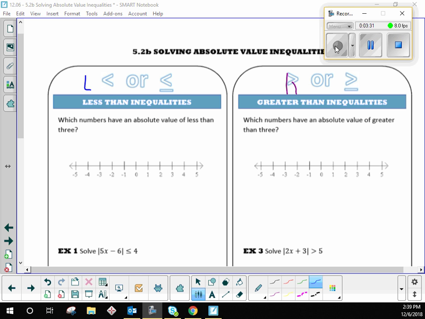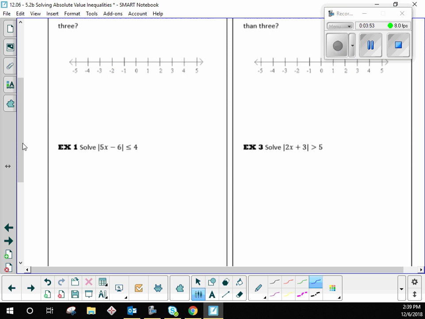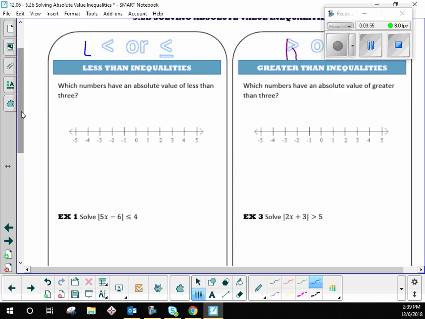So here's how I'm going to start talking about the less than inequalities. I have a question for you. Which numbers have an absolute value of less than 3? That's in words. I'm going to show it to you in symbols in a bit, but first I want us to fill in the number line with numbers that satisfy that question. So give me some number that has an absolute value that's less than 3. 2? Okay, what else? 1, what else? Anything down?